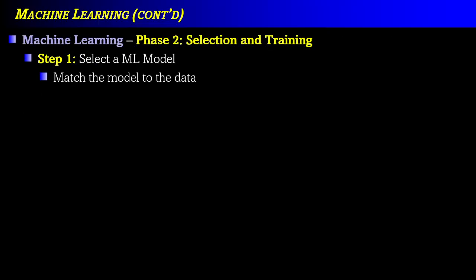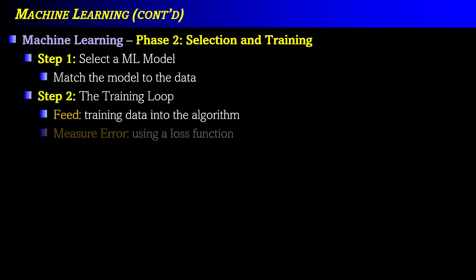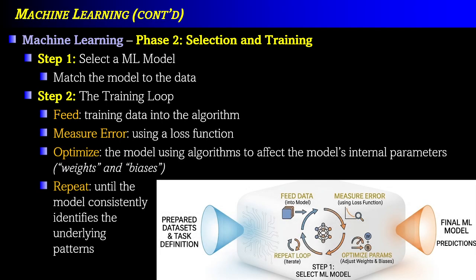Then in phase two, selection and training, we select a model. We match the model to the type of data that our problem has identified. We then perform the training loop during step two. We feed the training data into the algorithm. We measure how much error the model has performed, essentially what you could call a loss function. How much error, how much is it off? We optimize the model using algorithms to affect the model's internal parameters, which, as we will learn later, are called weights and biases. And then we continually repeat this process, identifying patterns and continually improving the model.